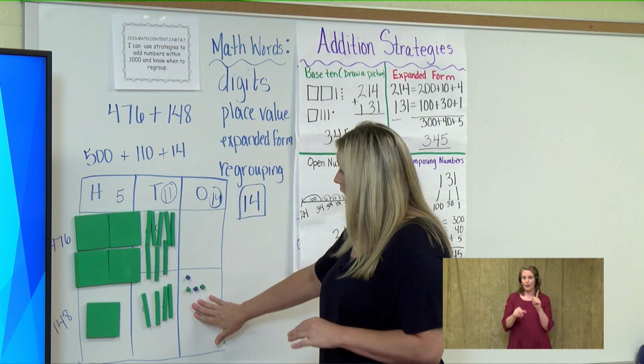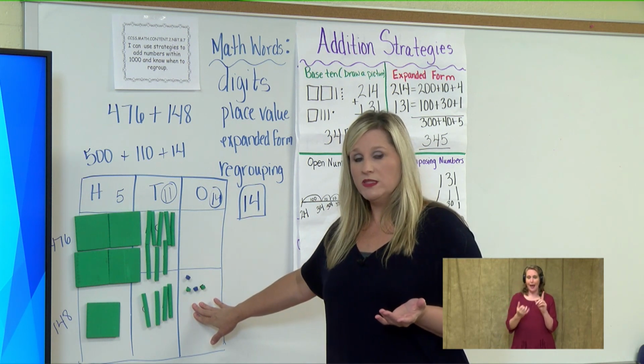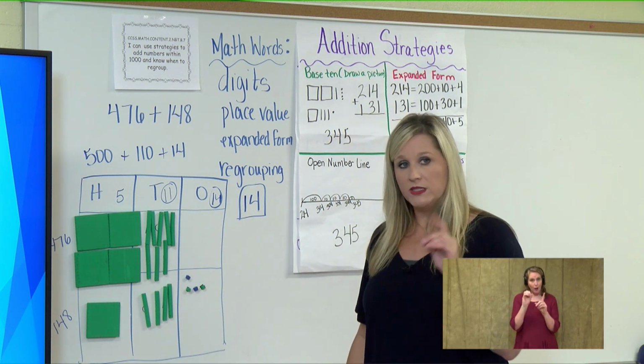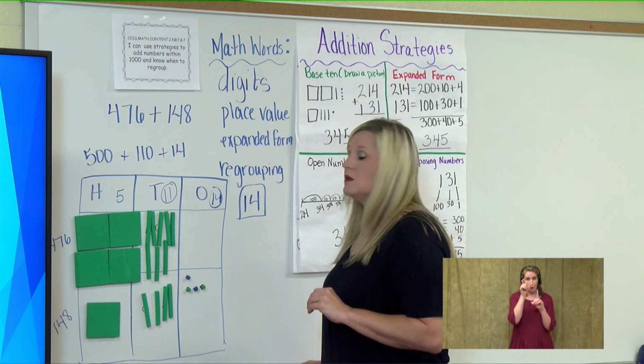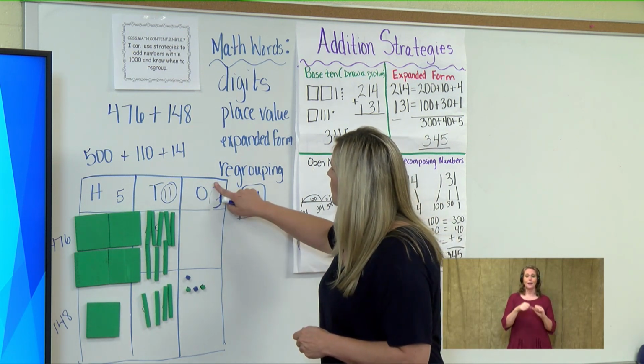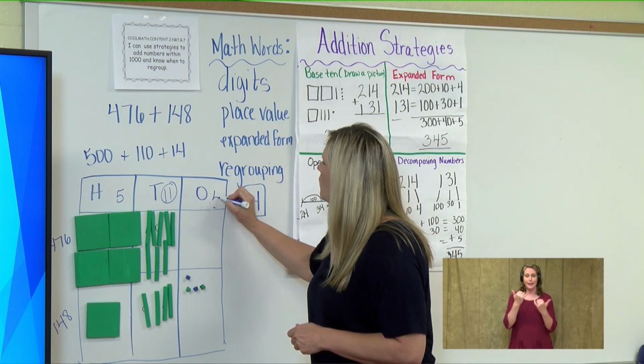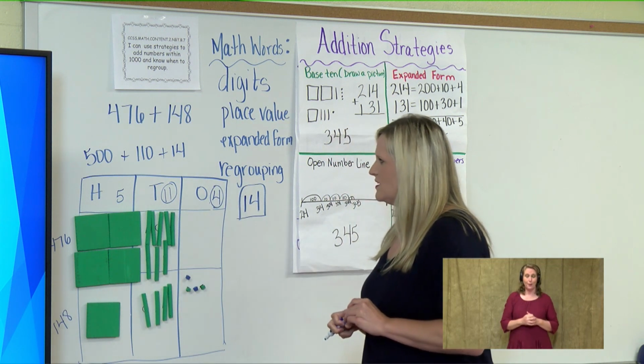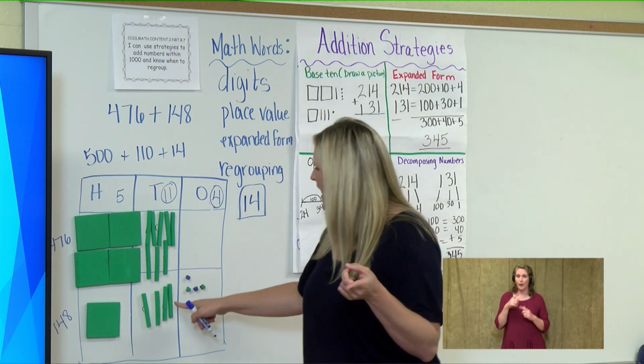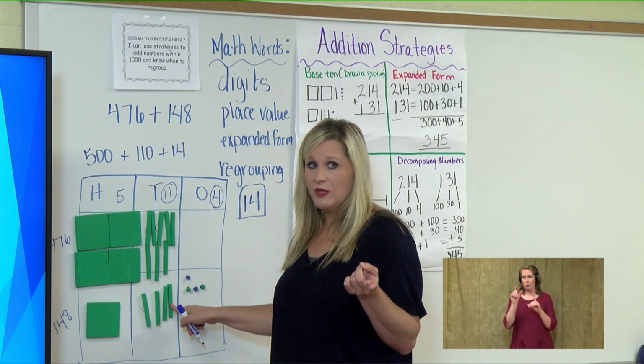So now I only have 4 in the ones place. Is that okay? Can we have 1 digit in the ones place? We can. So I'm going to take that 1 out and I'm going to show that we only have 4 in the ones place. Uh-oh, but what about my tens? I added another 10. I already had too many.